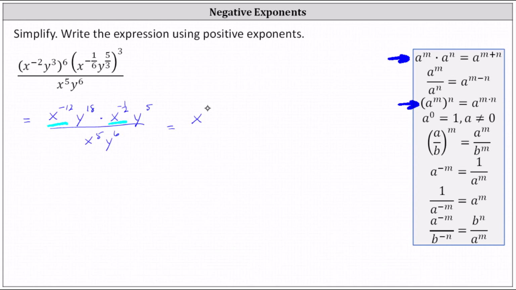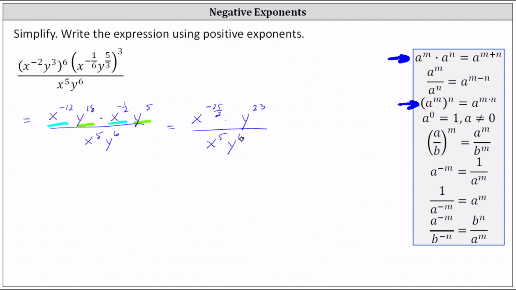We have x to the power of -25 halves, and then we have y to the power of 18 times y to the power of 5, which is equal to y to the power of the sum of 18 and 5, giving us y to the power of 23. And this is still all divided by x to the power of 5, y to the power of 6.